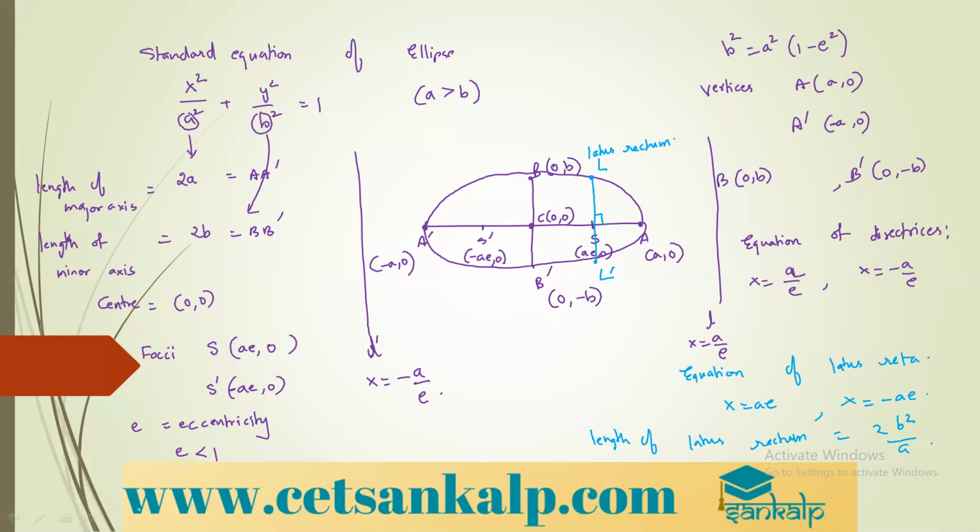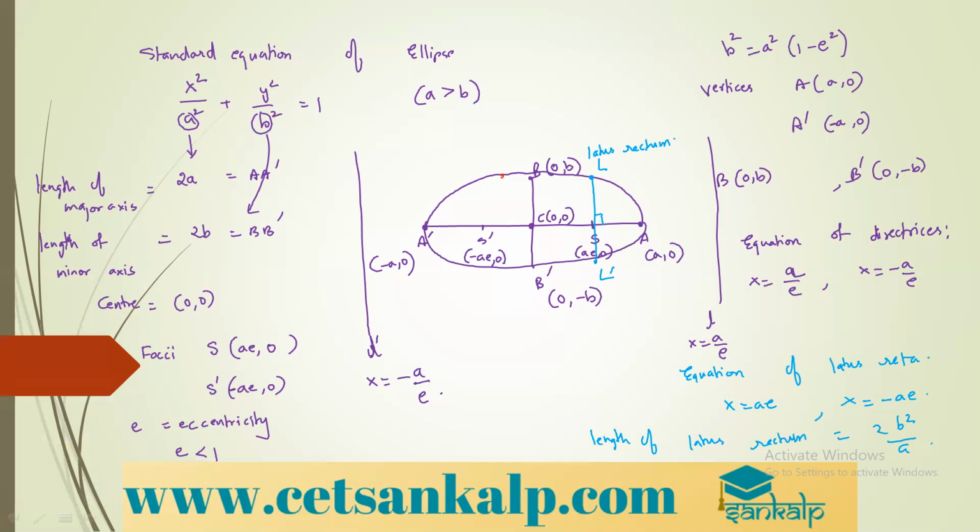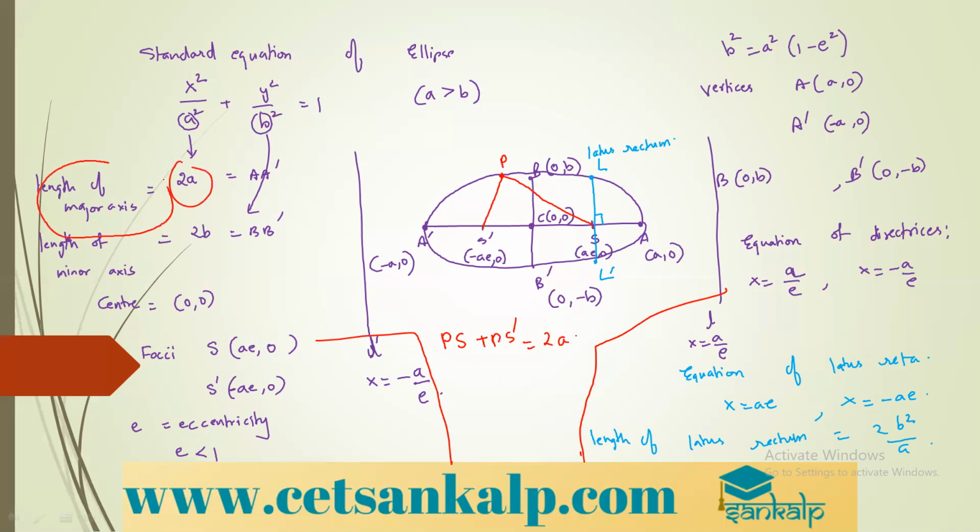Not only that, a few more relations you can see in the ellipse. Suppose I take a point P here, join S with P and join S dash with P. I'm going to write here because of lack of space. Then I can say that PS plus PS dash will always be equal to 2A. That is the length of the major axis.